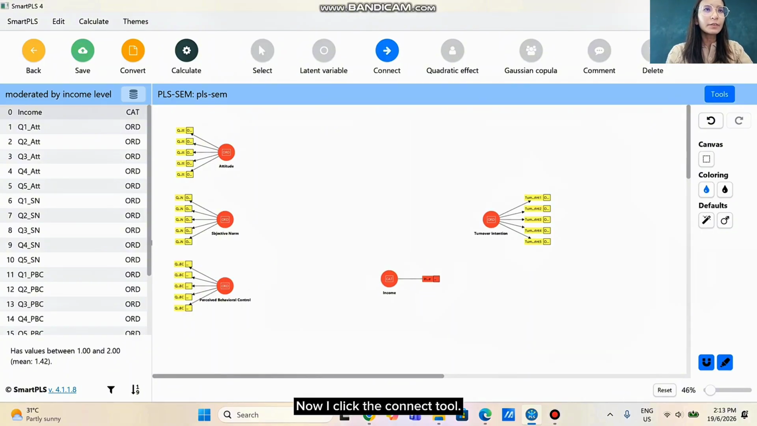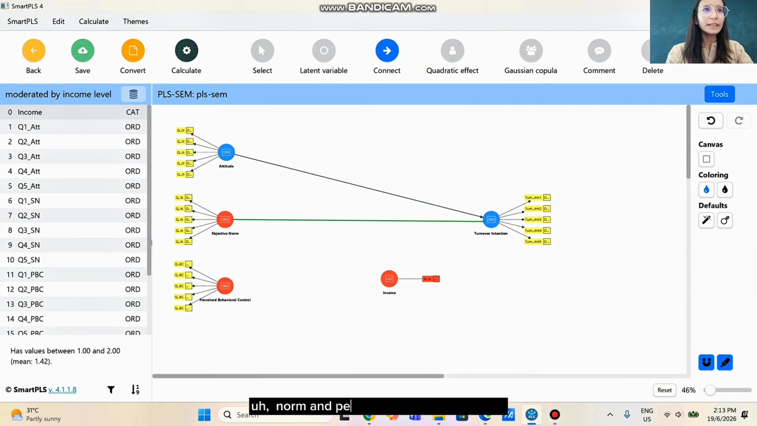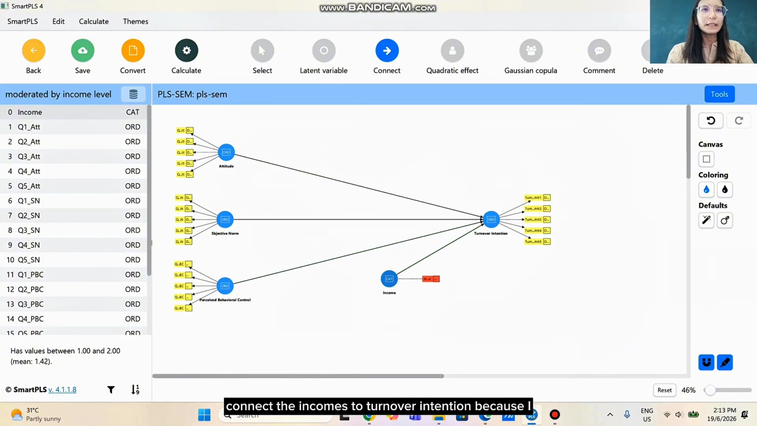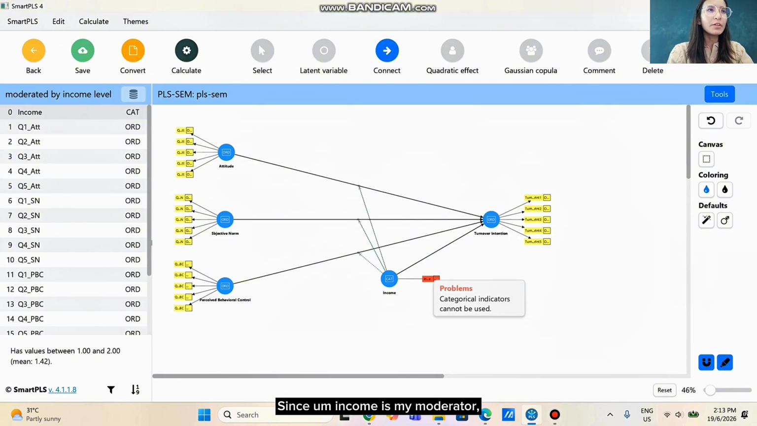Now I click the connect tool. I connect attitude to turnover intentions. Then I repeat the same step for subjective norms and perceived behavioral control. I also connect income to turnover intention because I want to test the direct effect of income. Next, I create the moderation relationship since income is my moderator. I use it to moderate the relationship between attitude and turnover intention. Then I repeat the same step for subjective norms and perceived behavioral control. The dotted line shows the moderation effect.